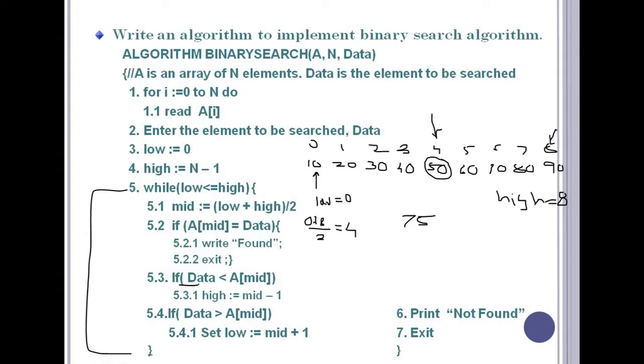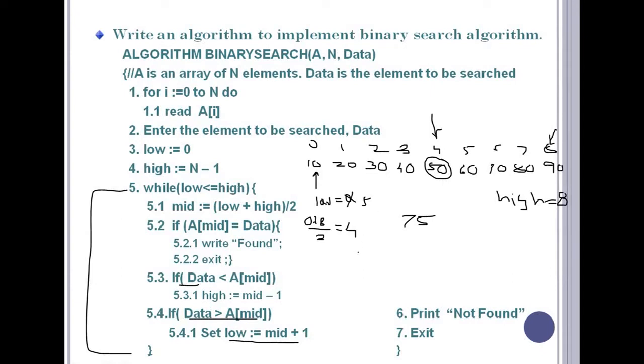So it will enter the next step where we compare whether the data is less than A of mid or greater than A of mid. Here my data 75 is greater than A of mid. So low is set to mid plus 1 and it discards the first half of the array. Right now low is mid plus 1, that is 5, and high remains the same. Again I enter the while loop. 5 is less than or equal to 8, the condition is true.